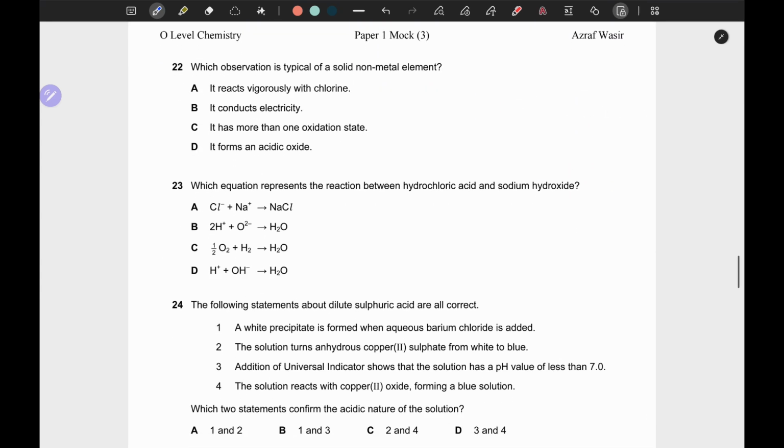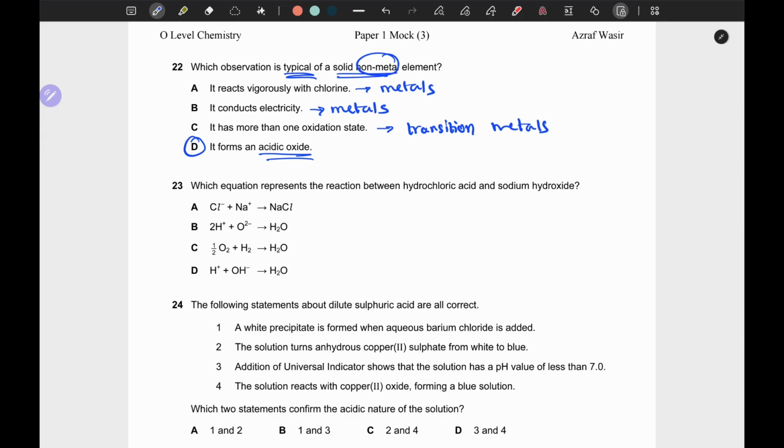Moving on to number 22. Which observation is typical of a solid non-metal element? So it's a solid non-metal element. It reacts vigorously with chlorine. This is typical for metals. So A doesn't work. It conducts electricity. Again, generally metals. It's not a typical property. C, it has more than one oxidation state. Again, this is referring to transition elements or transition metals, so that doesn't work. It forms an acidic oxide. Non-metals generally do form acidic oxides, so the answer for this is D.